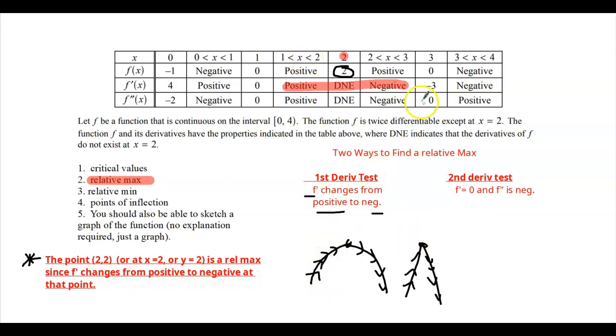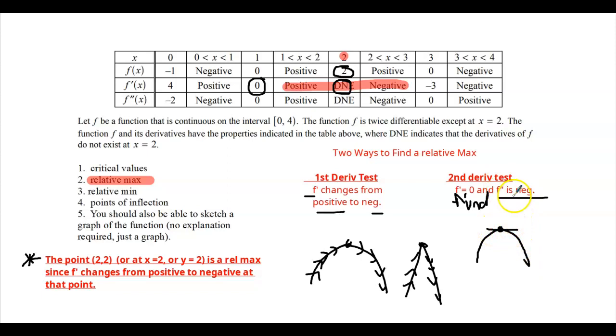That's the only place, I don't really see it changing from positive to negative anywhere else. Now, another way to find a relative extrema is with the second derivative test. That's where you find all the places where f prime equals 0. And actually, it could also be where f prime is undefined. So we have that here and here. And if at that point f double prime is negative, that's another way to find a relative max, because that would mean that you have an upside down curve with a flat spot at the top.